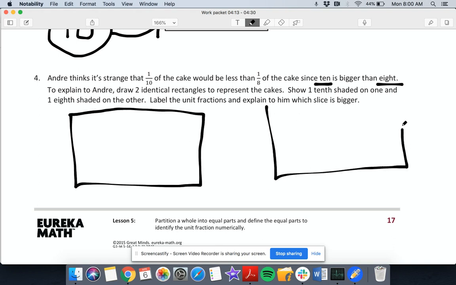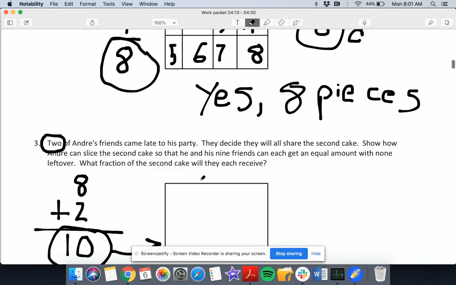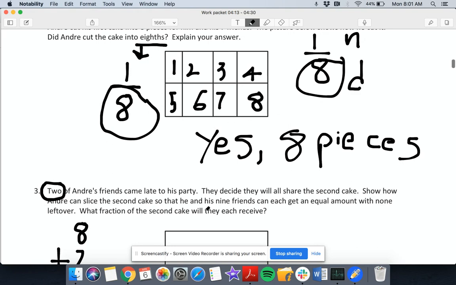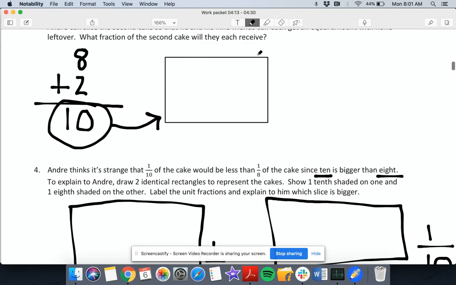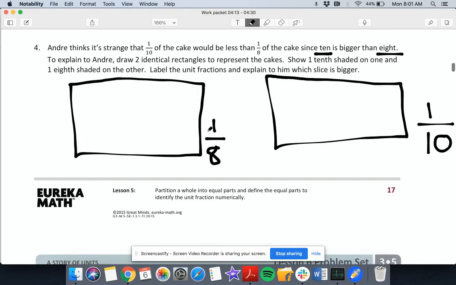So, down here, math stars, what you're going to do is you're going to represent, here, let me write this better. For our first cake, Andre cut it into eighths, right? So 1/8. So you're going to essentially cut this cake into eighths. And it's already done for you up here. And down here, we're going to cut this cake into tenths, which you already did over here. And now you need to think about why this cake is going to end up being smaller than this cake.